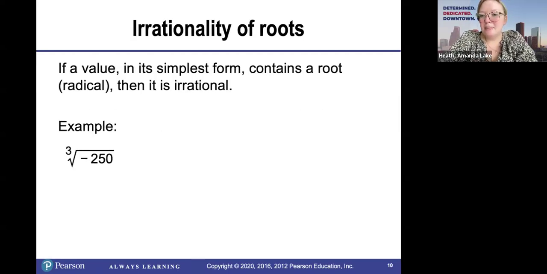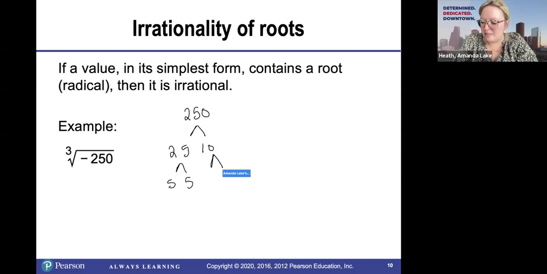So we can typically tell that a number is going to be irrational if it contains a root or radical in its simplest form. For example, if we want to tell if the cubed root of -250 is rational or irrational, we can simplify that number. So -250, or just 250, we can factor into 25 and 10. And then 25 is 5 times 5, 10 is 5 times 2. So 250 is equal to 5 cubed times 2, because I have 3 5s and 1 2.